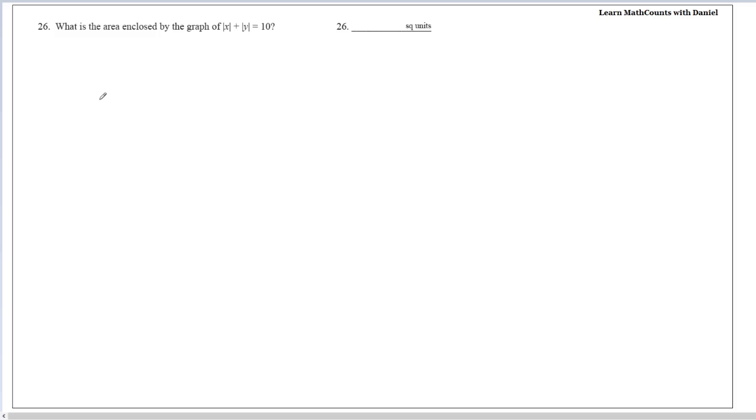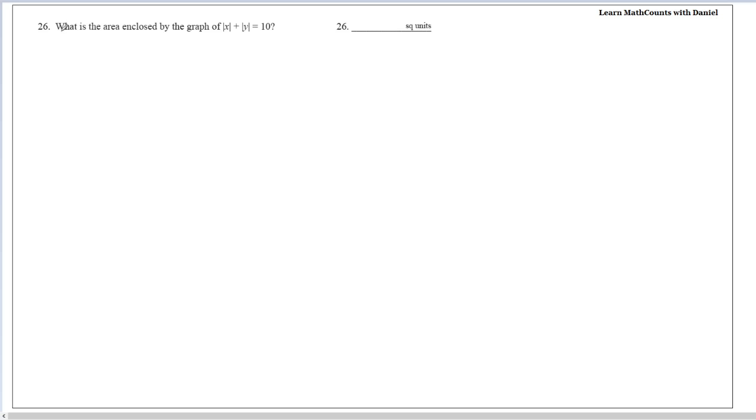Today we will be looking at problem number 26 in the 2010 chapter sprint round. So let's read through our question. What is the area enclosed by the graph of absolute value x plus absolute value y equals 10? This is a short question, by the way. Don't be fooled by that. The short questions are the hardest because they don't give you any information.